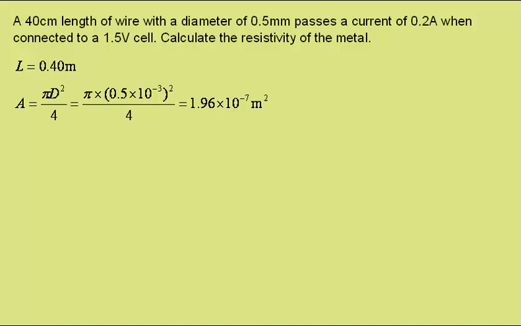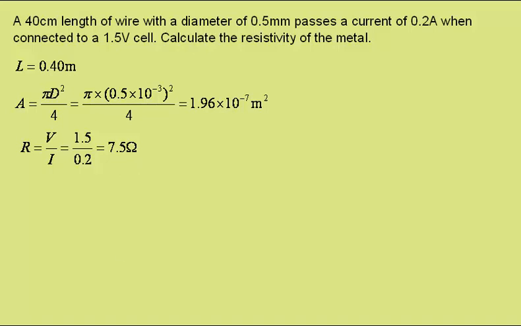We're not given the resistance, but we know that resistance is equal to potential difference over current, which in this case is a potential difference of 1.5 volts over a current of 0.2 amps. That gives us a resistance of 7.5 ohms.